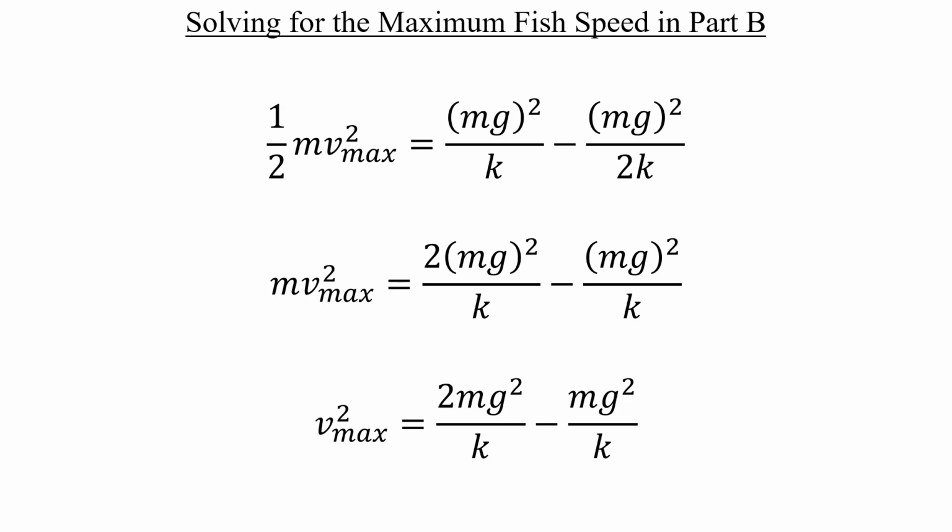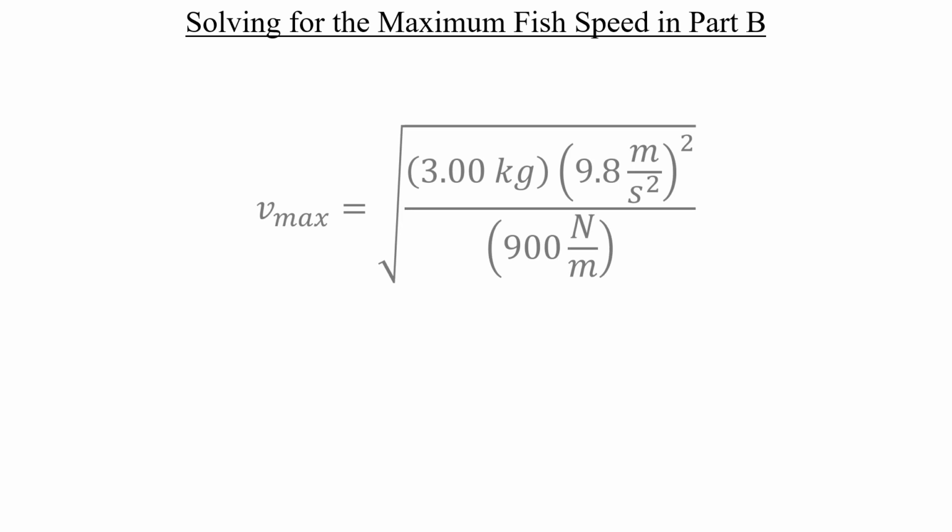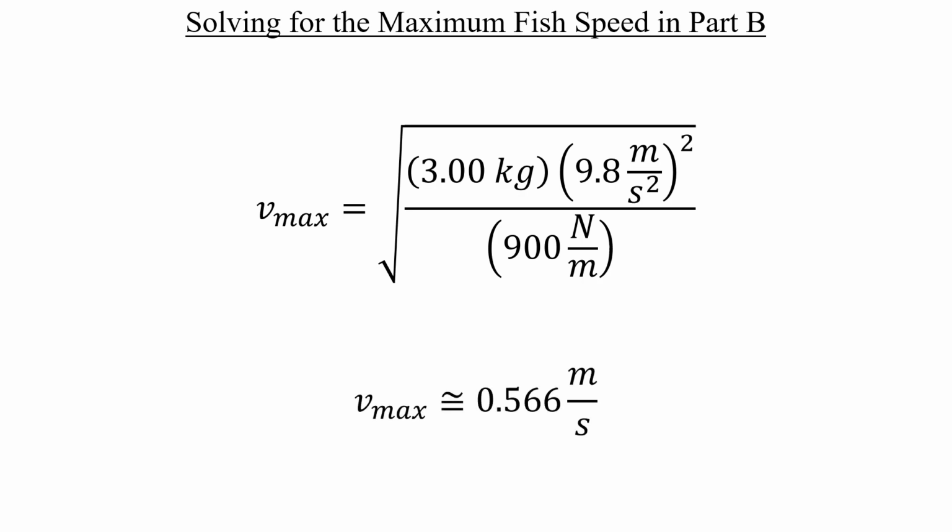I'll subtract a single mg squared over k from this first term, which has two of them, and that will leave only one. Now we can take the square root of both sides, and we're ready to start plugging in numbers and finish things up. When we do that, we match the book's answer of approximately 0.566 meters per second. And now part B is complete.